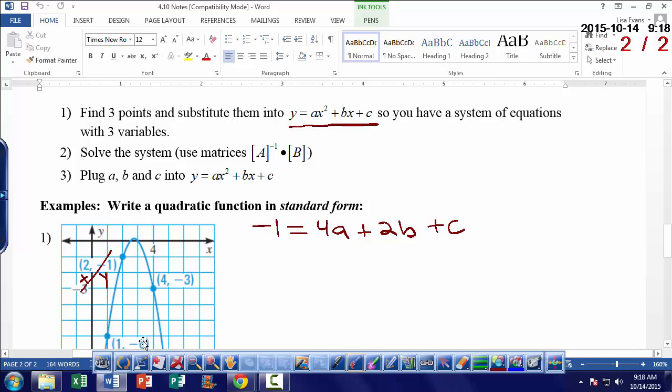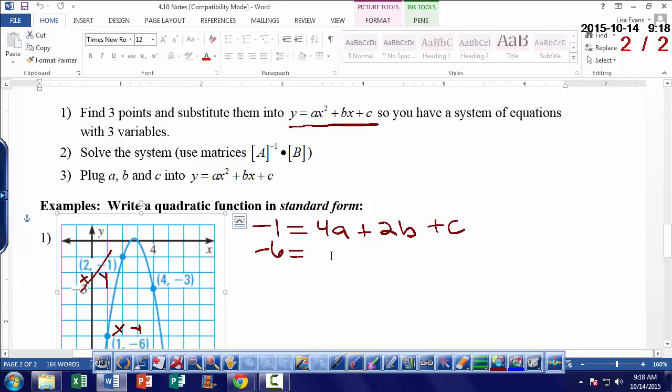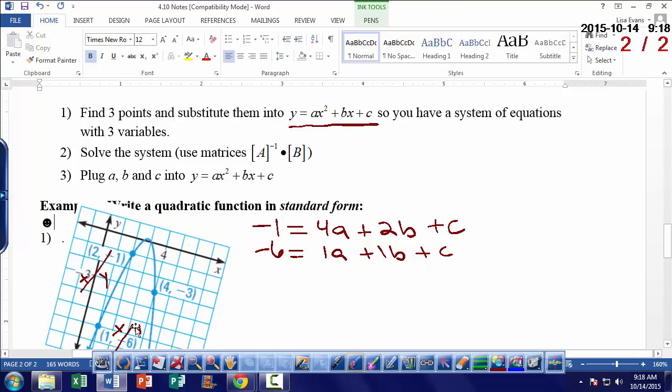The next point I'm going to do is this one. This is x and this is y. So we get negative 6 equals 1 squared was 1a plus 1b plus c. Okay, 1c, it's fine.